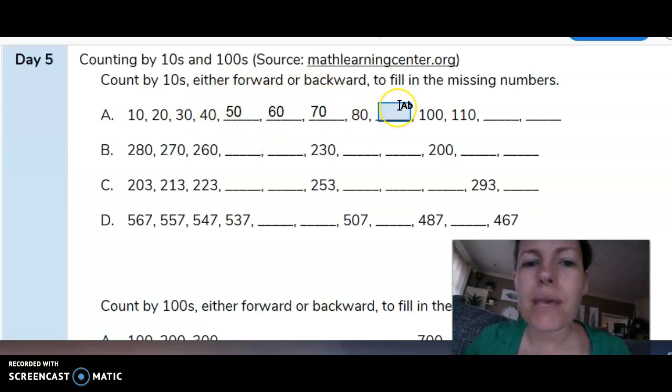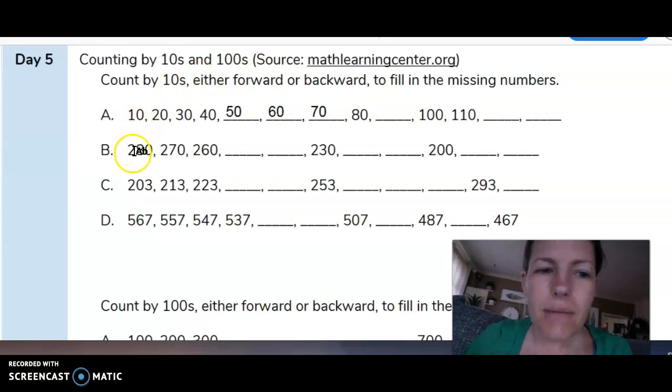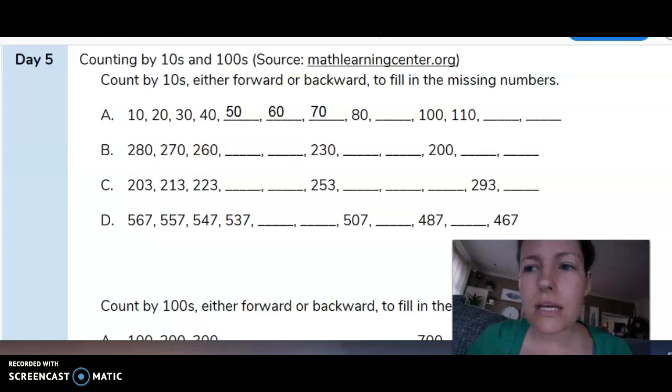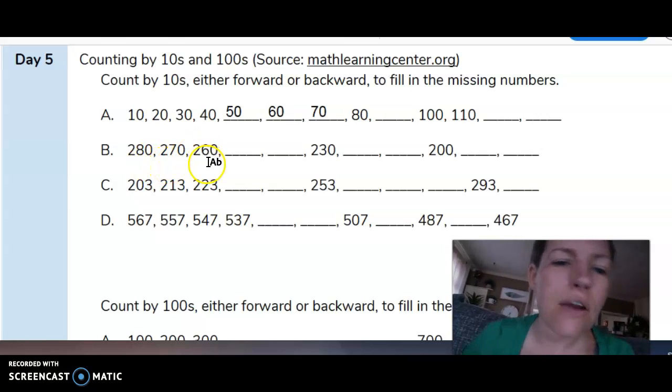Notice that the numbers are getting bigger in the tens place. Let's see what our pattern will be for part B. We've got 280, 270, 260. Now I just want to draw attention to our tens place. 280, 270, 260. Do you notice how the tens place is getting smaller every time? We start out with 8 tens, then the next number only has 7 tens, then the number after that only has 6 tens. That is why it's going down. This is a minus 10 pattern, so we're counting backwards by 10.